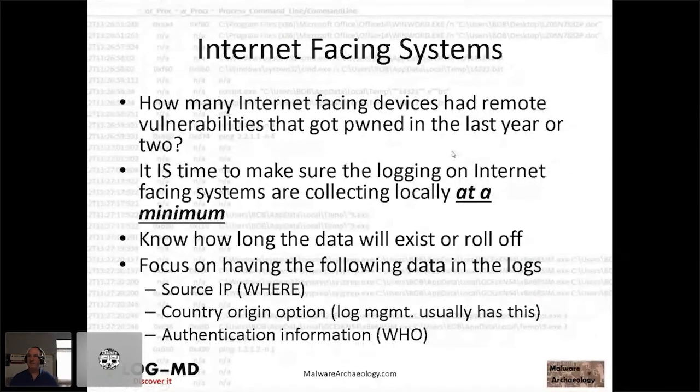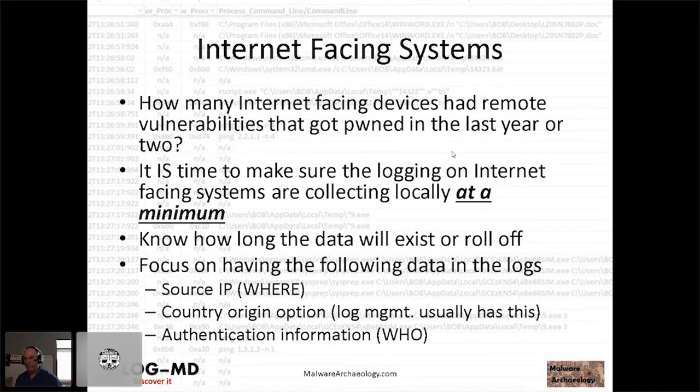How many internet-facing devices had remote vulnerabilities that got pwned in the last year or two, or the last couple of weeks? Citrix and F5, and the list goes on. It is time to make sure logging on internet-facing systems is collecting locally at a minimum. These should be high priority now. If you're not using two-factor authentication, this is a huge risk to you. This is where ransomware is nailing companies.